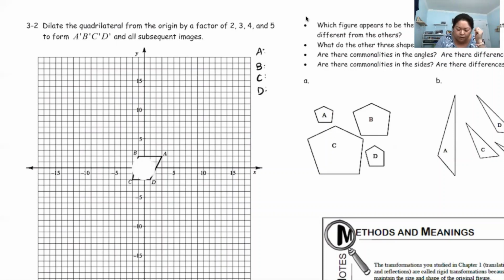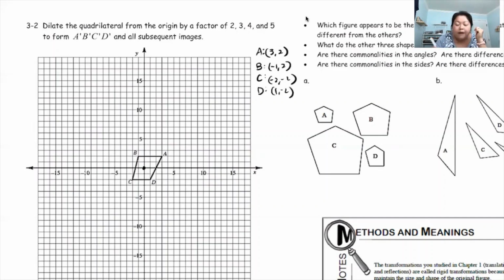So find your 0, 0. It's a little harder to see, but let's see. My 0, 0 is right around here. Very good. So A looks like it's 3, 2. B looks like it's -1, 2. C looks like -2, -2. And D is 1, -2.